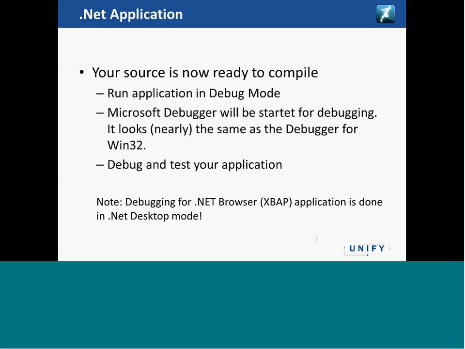It's really the same as the debugger for Win32, and then you are able to debug and test your applications. A very important thing is that .NET browser applications, Xpub applications, should be debugged in the desktop mode. The code is the same, the compiler is the same, but it's not a good idea to run your application inside the browser for testing and debugging, and we don't have the possibility to bring you back into the code. So the executable is the same, so please use the desktop mode to debug your applications.